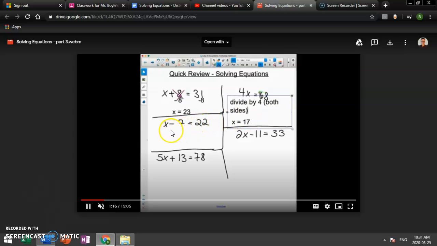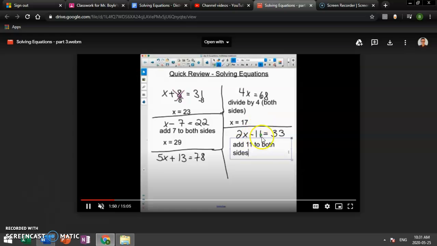We have ones like this. x minus 7 equals 22. So if we're subtracting 7 to get it by itself, we have to add 7 to both sides, like you see here, right? The minus 7 and plus 7 cancel out. 22 plus 7 is 29. x equals 29. These ones are a little more complicated, right?